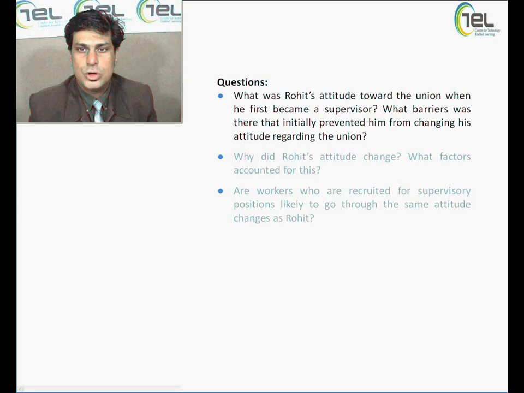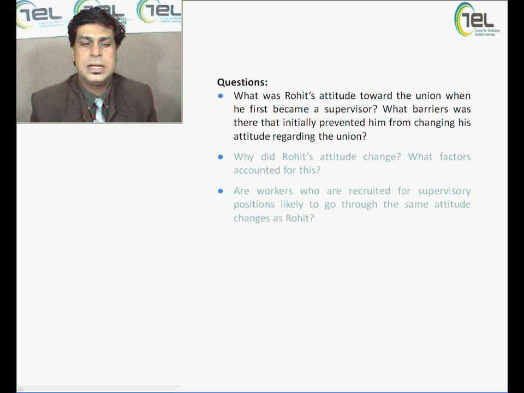Now that is bound to come because his sense of belongingness, his sense of commitment to the group that he belonged to before becoming a supervisor is there. His basic formation, his basic learning has come while being a worker. 5 years is a long period of time. So he still feels a sense of belongingness to the group.